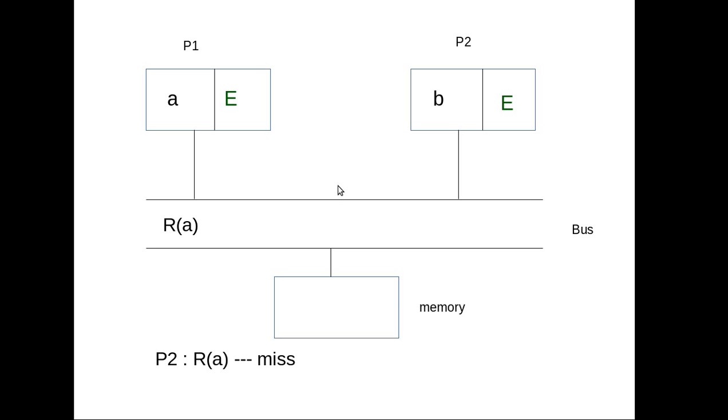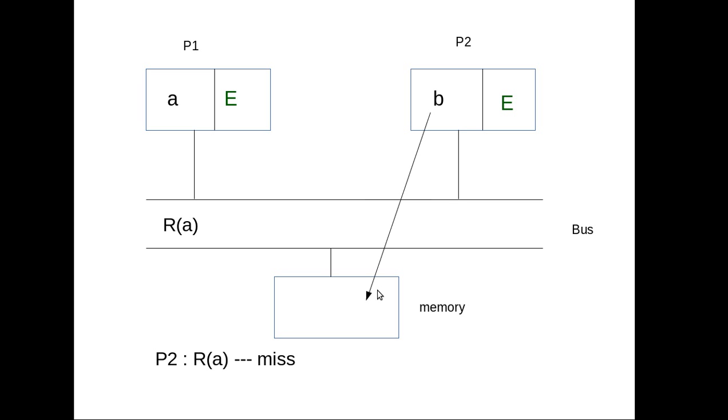But the exclusive state means that the latest copy of the data is with the processor. As the latest copy of B is with P2, this has to be stored back to the memory. This is called write back. We are writing back the value of B or data B onto memory. Okay.